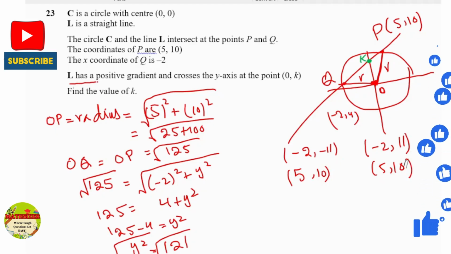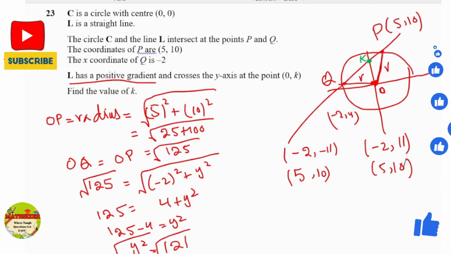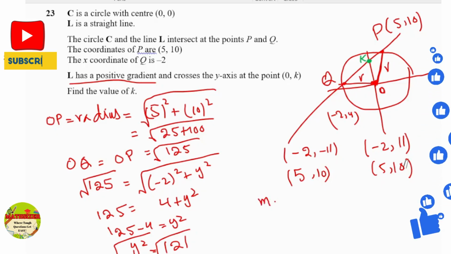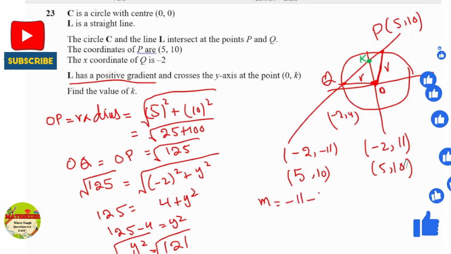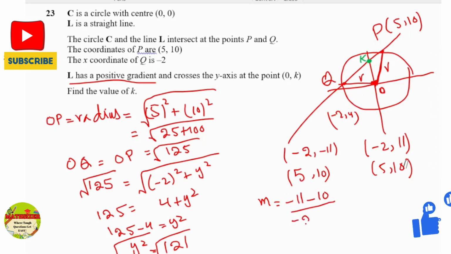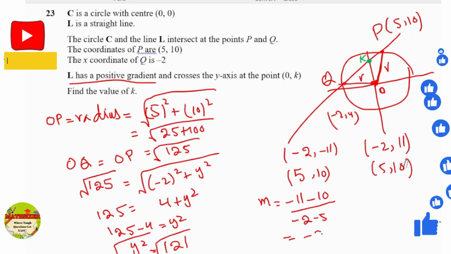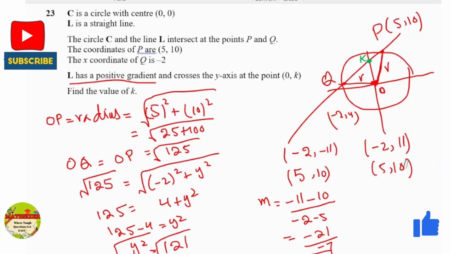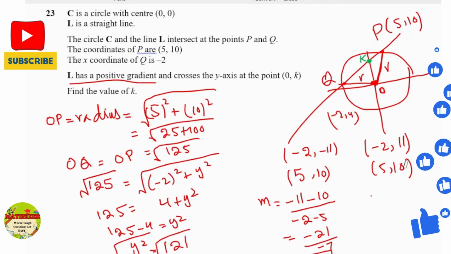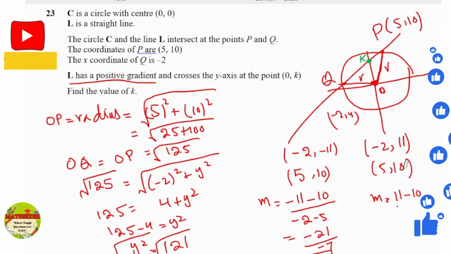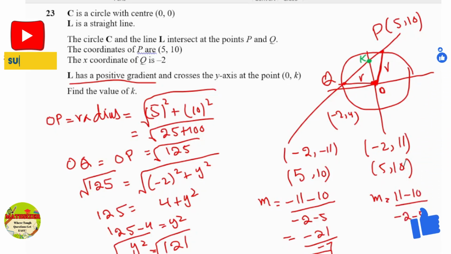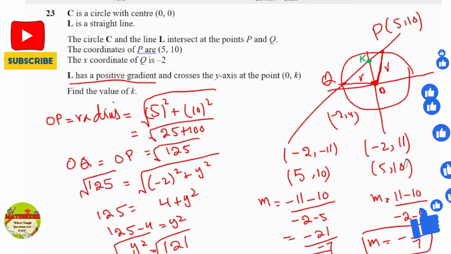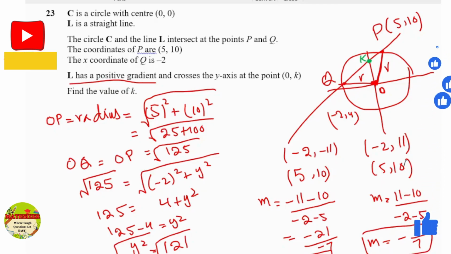The question says L has a positive gradient. If you find the gradient of P and Q, we know which one gives us the positive gradient. The gradient formula is y2 minus y1 over x2 minus x1: -11 minus 10, divided by -2 minus 5. That gives us -21 over -7, so the gradient is +3. Let's check the other point. Same formula: 11 minus 10 over -2 minus 5, which gives us -1 over 7. Our gradient is negative, but the question says L has a positive gradient, so we need to ignore this one.